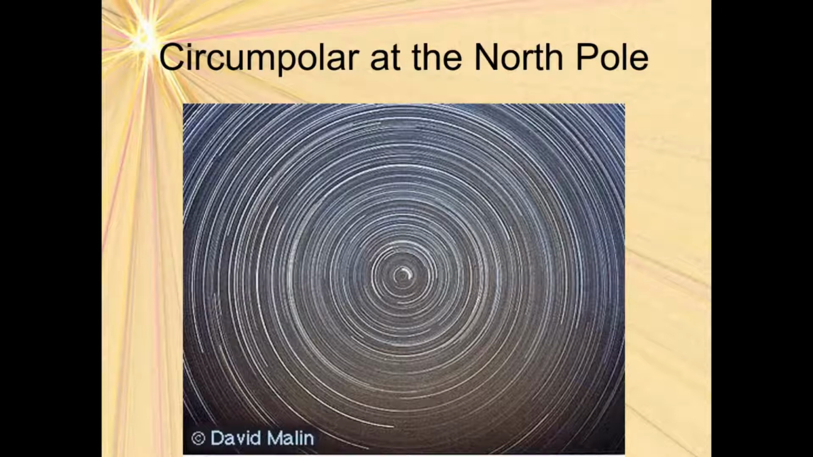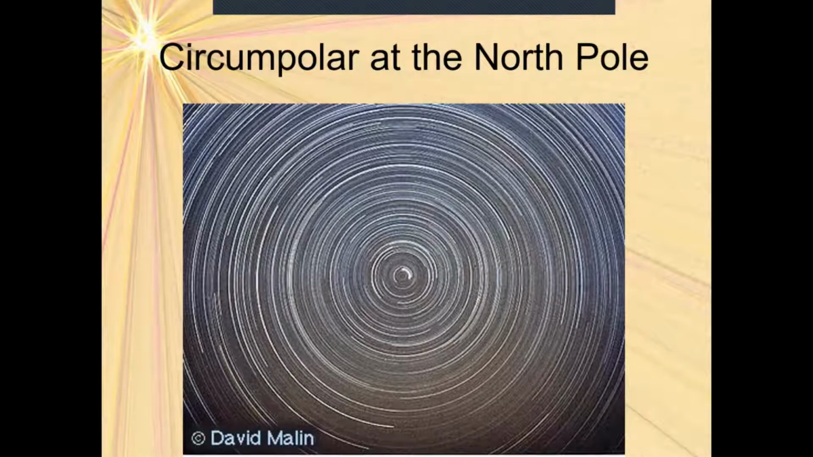So in this picture here, you can see all of these circles. This is a time-lapse picture. Somebody, David Malin, apparently, pointed his camera at Polaris and left the shutter open. So this is a long exposure picture. This right here is the movement of one star. Each one of these little lines is the movement of one star over that period of time.